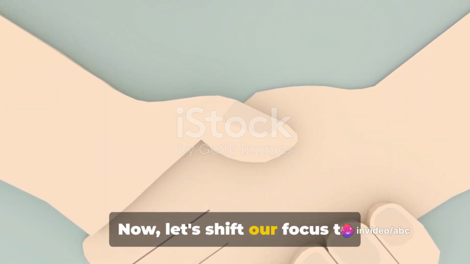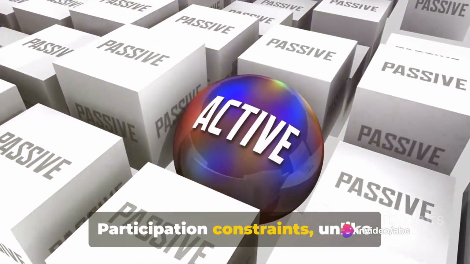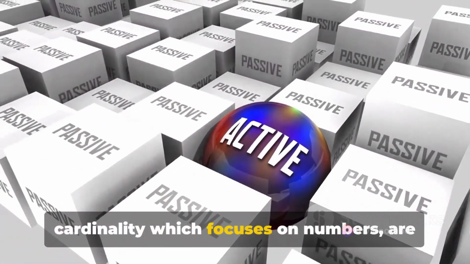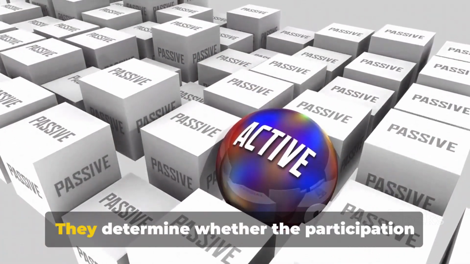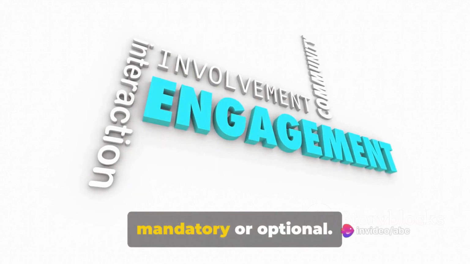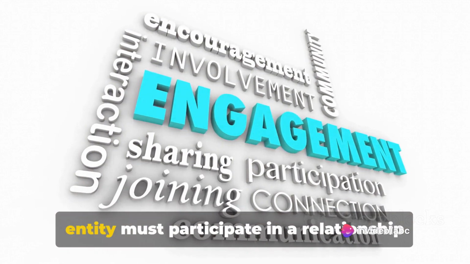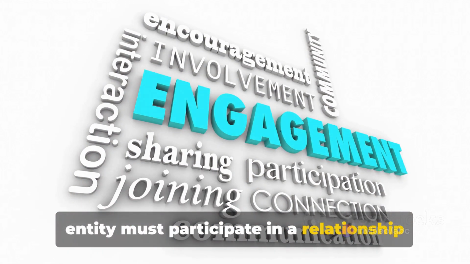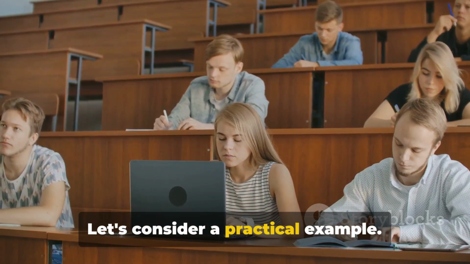Now, let's shift our focus to participation constraints. Participation constraints, unlike cardinality which focuses on numbers, are all about the necessity of a relationship. They determine whether the participation of an entity in a relationship is mandatory or optional. In other words, they define whether an entity must participate in a relationship or if it can choose to opt out. Let's consider a practical example.